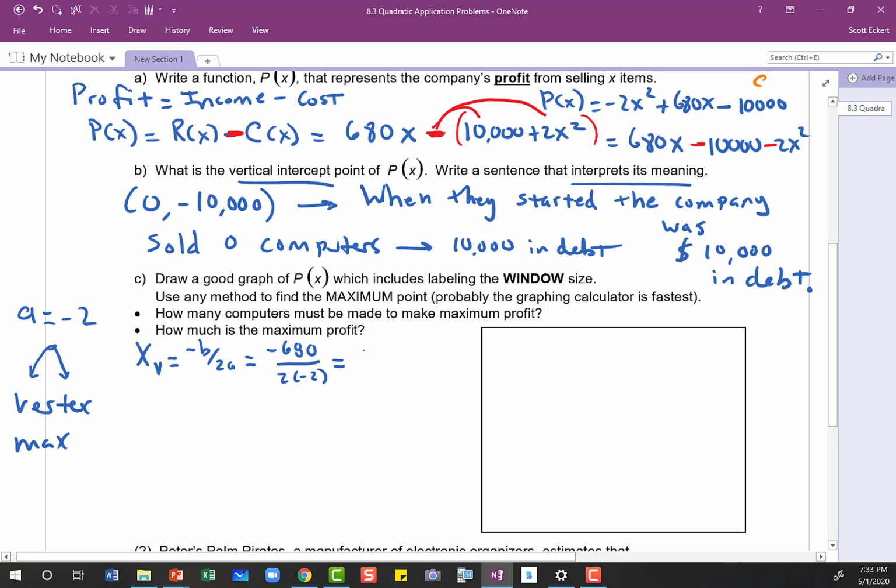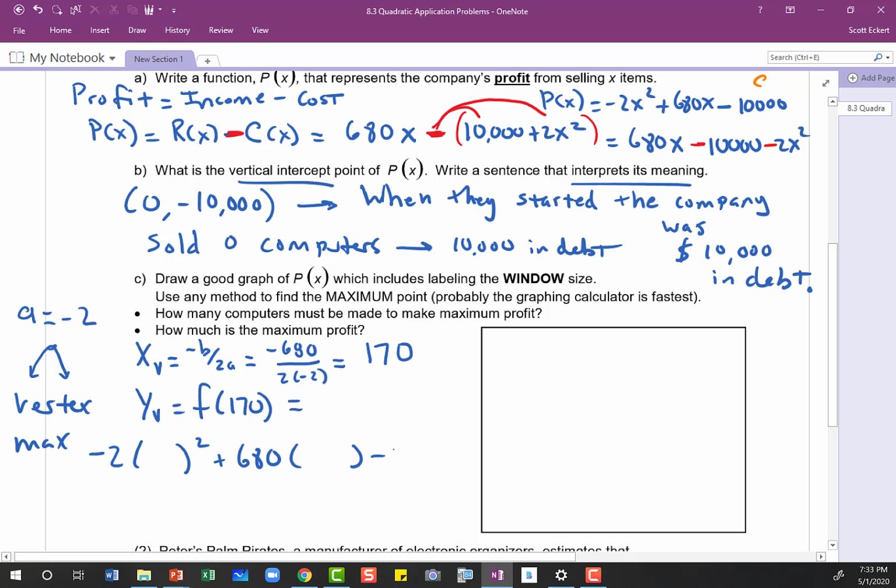So I did the math for that really quickly, and I got 170. I just plugged it into the calculator. Now, the y-coordinate of the vertex comes by plugging the 170 into the calculator. And so that also is going to be some calculator work here. But I'm going to put the square there, plus 680.